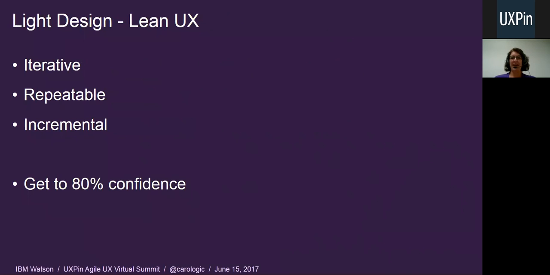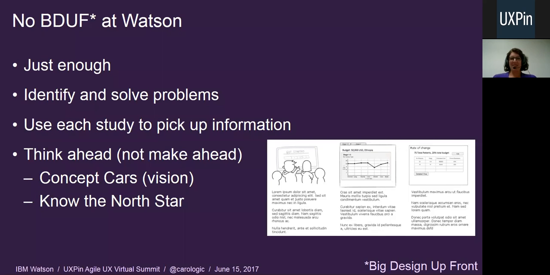And we do very light design and lean UX as much as possible. So we're not creating pixel perfect comps. We are doing iterative, repeatable work, and it's incremental, and we're really just working on getting to 80% confidence and getting it out there as quickly as possible to support the development teams. We don't do big design up front. We do just enough, identify and solve those problems, and then use the studies to pick up more information as we go. We're not doing 6-month research studies. We're doing everything as quickly as we can. That doesn't mean we're not doing research. We're just doing it very quickly.